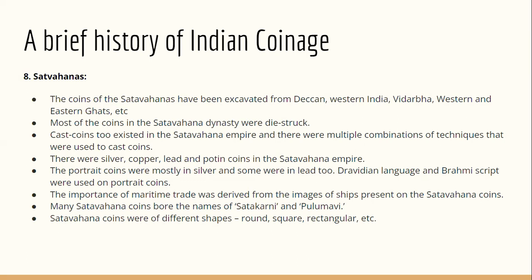Now, during this time we find different metals being used to make the coins. So we have silver, copper, lead, and poteen. Poteen is an alloy of silver. All these coins we see in the Shatavahana Empire. We find gold coins, but the majority of the coins are silver, copper, lead, and poteen. And remember that lead and poteen coins we do not find in any other dynasty. So this is a peculiarity of Shatavahanas.